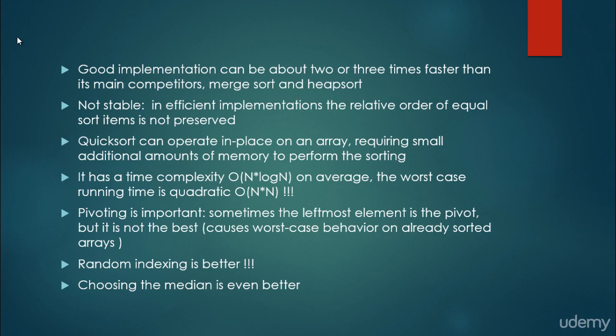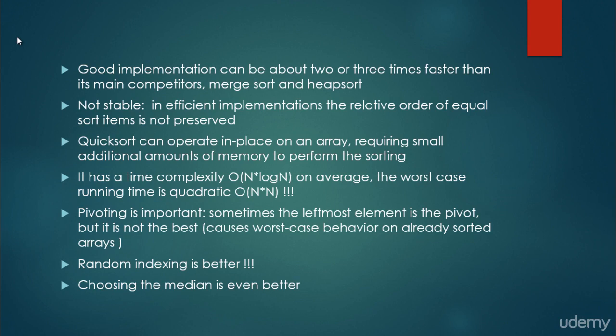Every sorting algorithm has advantages and disadvantages, and the main disadvantage of Quicksort is the need for pivoting, because pivoting is very important. Sometimes the leftmost element is the pivot, but it is not the best, as it causes worst case behavior on already sorted arrays, so usually random indexing is better as far as pivoting is considered. We are going to talk about it later in the illustration, and it will be clear.